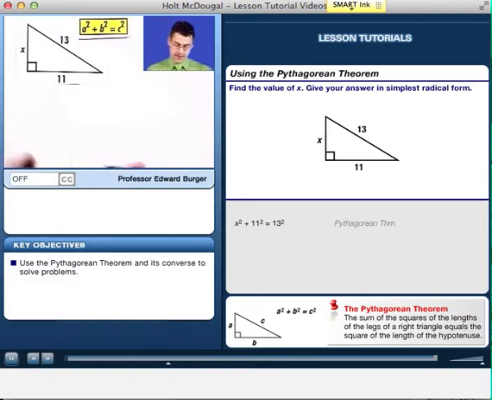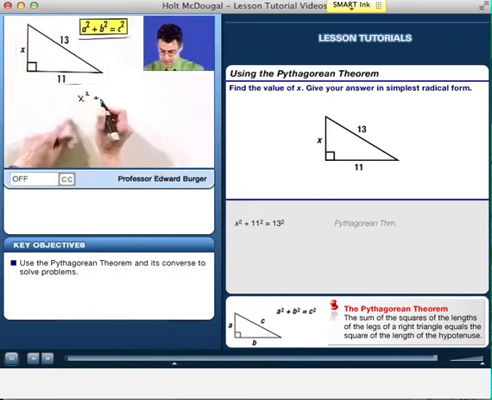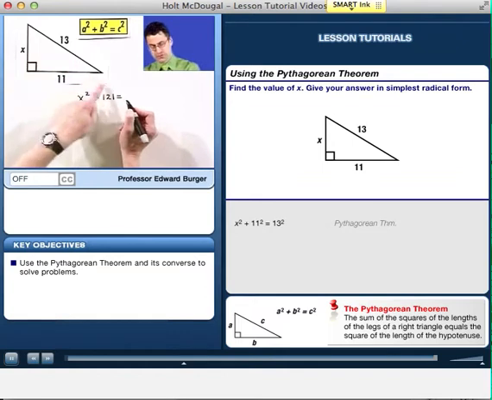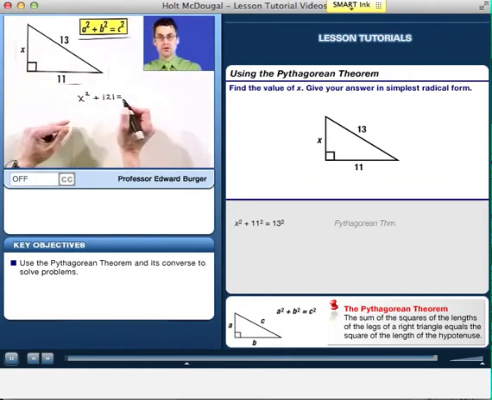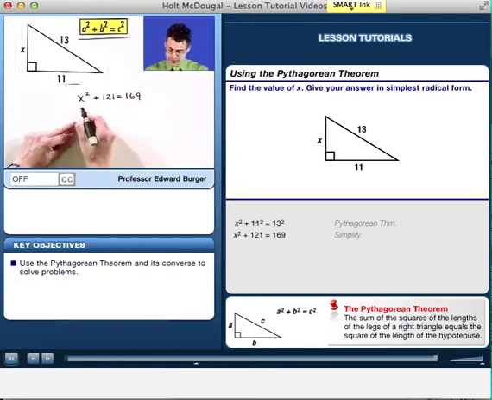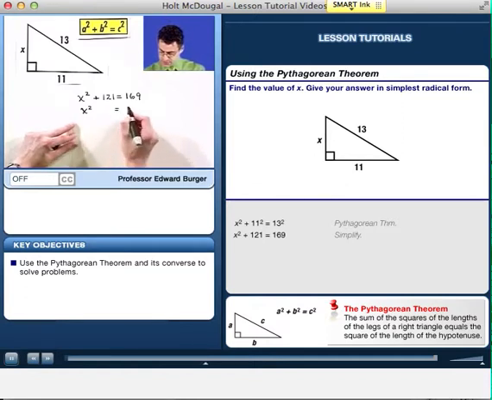Because I can now say that x squared plus the other leg squared, which is 11 squared, or 121, has to equal the square of the length of the hypotenuse. Well, 13 squared is 169. And so now I have a nice little equation to solve. x squared, if I now subtract 121 from both sides, I see x squared equals 48.